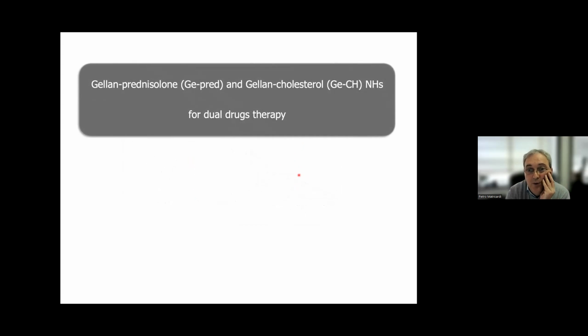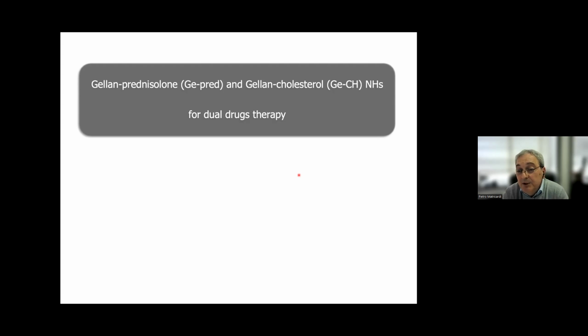But I would like to show you now some applications and proofs of concept that we have done with these nanoparticles. The first one is related to the application of gellan-prednisolone and gellan-cholesterol in the so-called dual drug therapy. What is the dual drug therapy? Usually, you know that drugs are based on only one active pharmaceutical ingredient because of regulations and so on, but also because it's possible to modulate more the therapy against one disease.